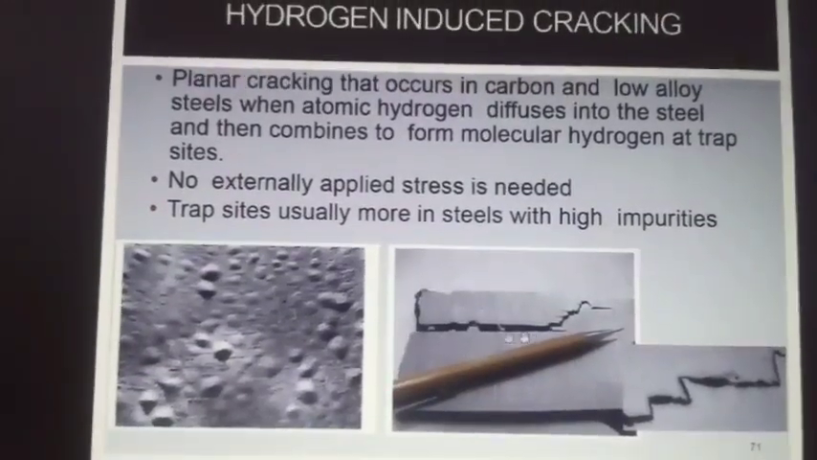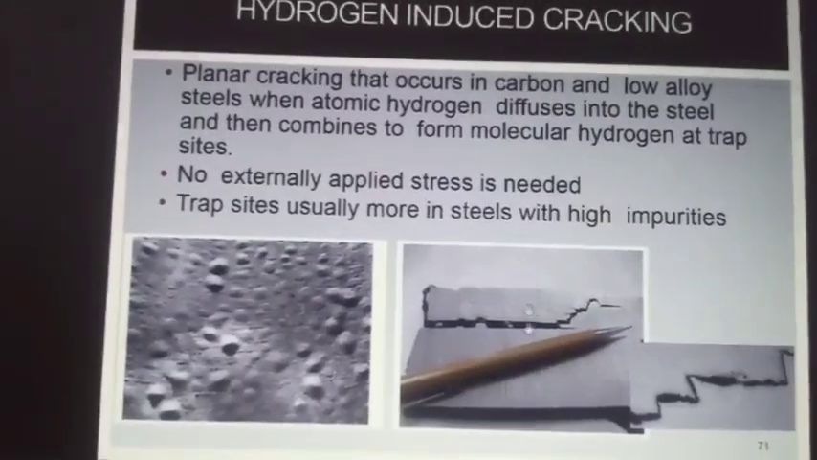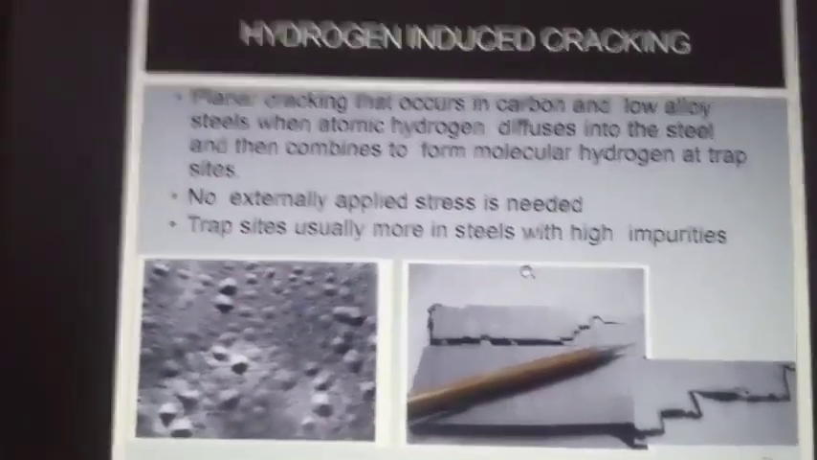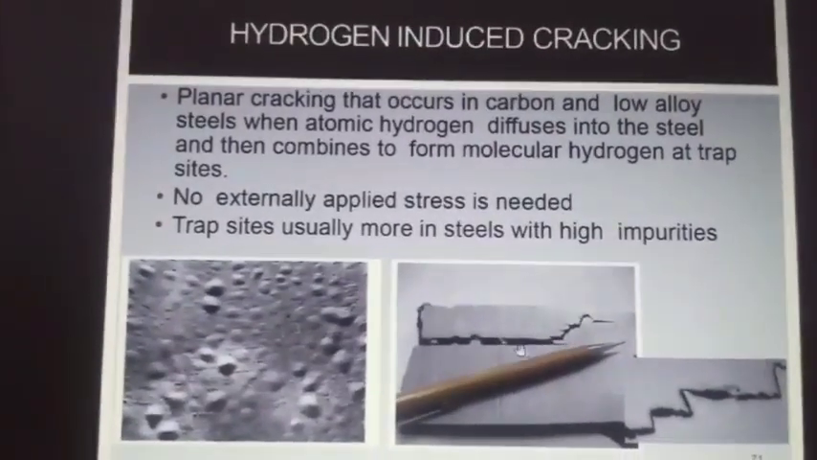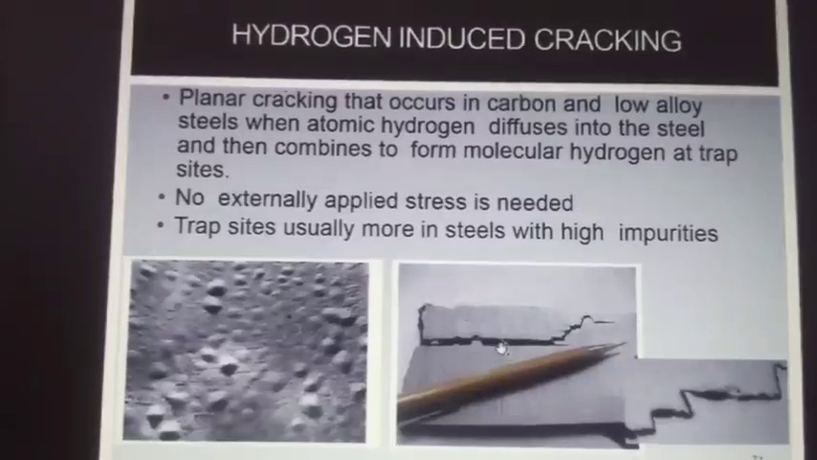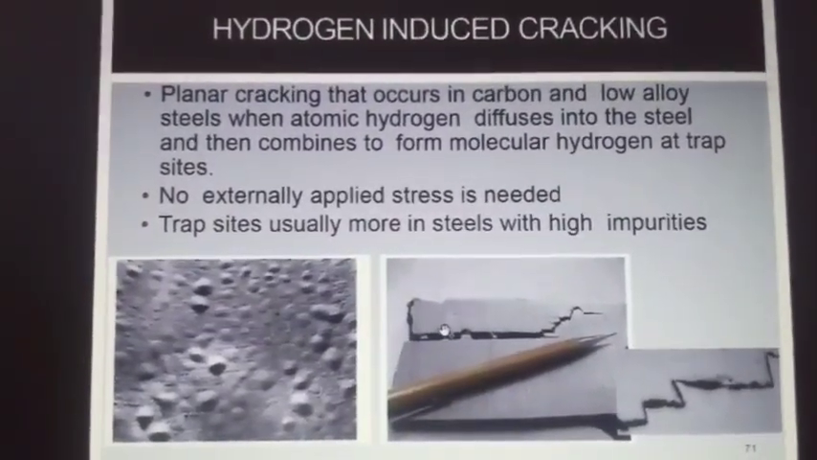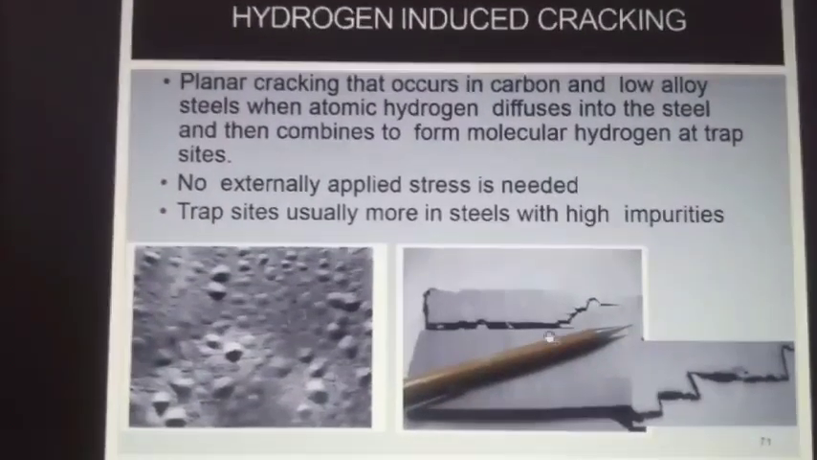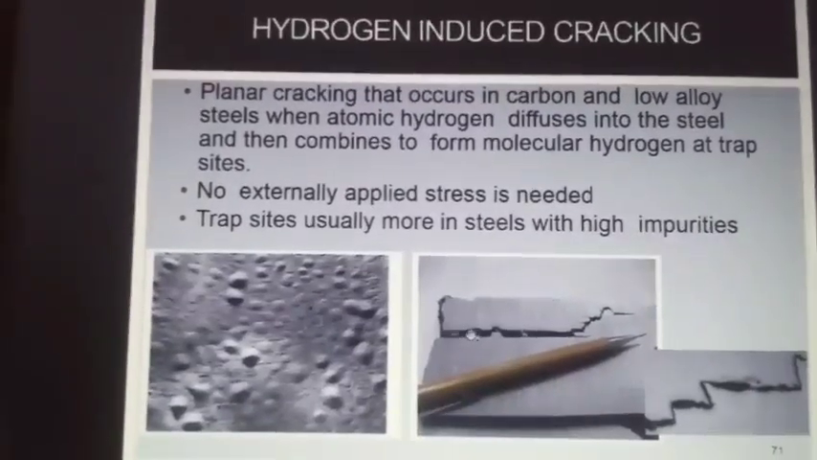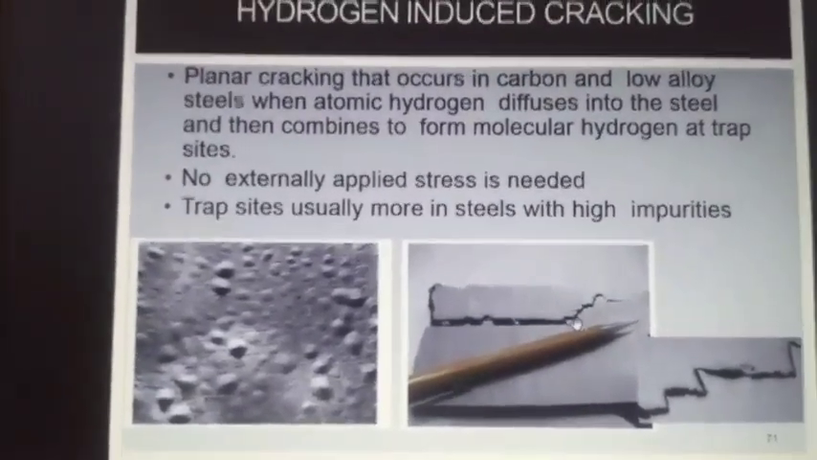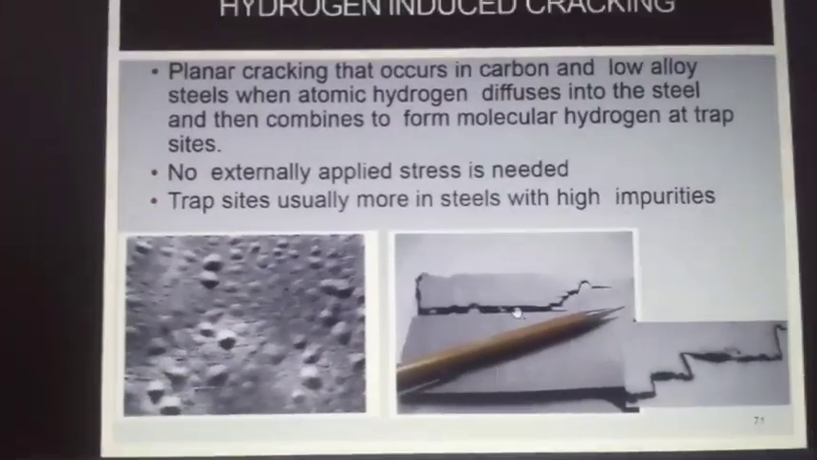Trap sites are usually more in steel with high impurities. Where there is an impurity, the hydrogen will go and stay inside it. Basically, if you see there is an inclusion, suppose this is the thickness. The hydrogen from the fluid will come like this, and in the inclusion it will load fully. They will not pass through this inclusion. The inclusion will be fully surrounded with hydrogen.